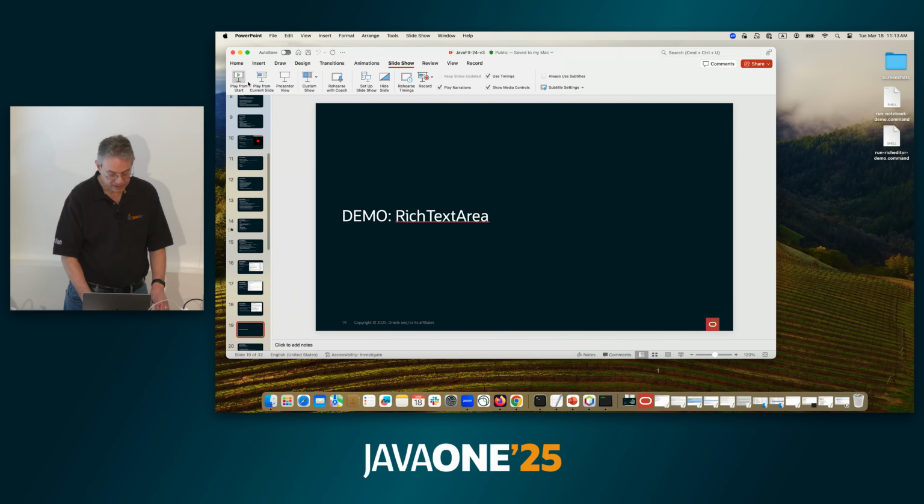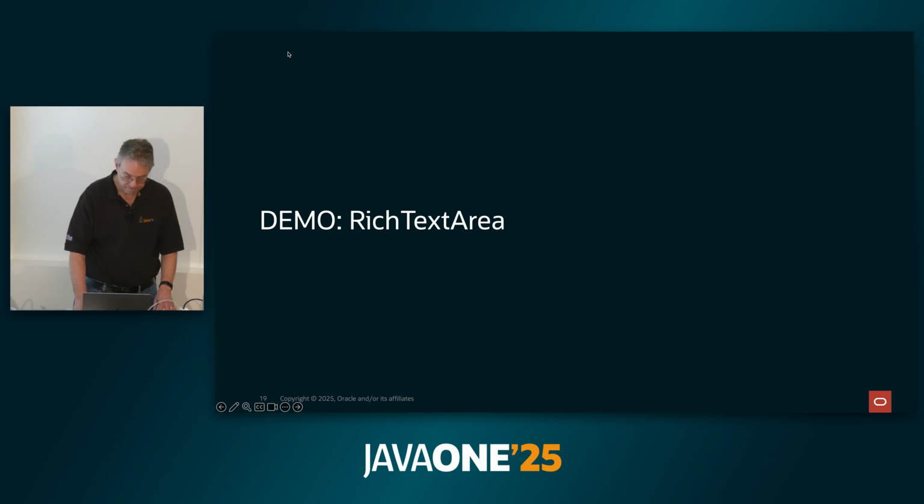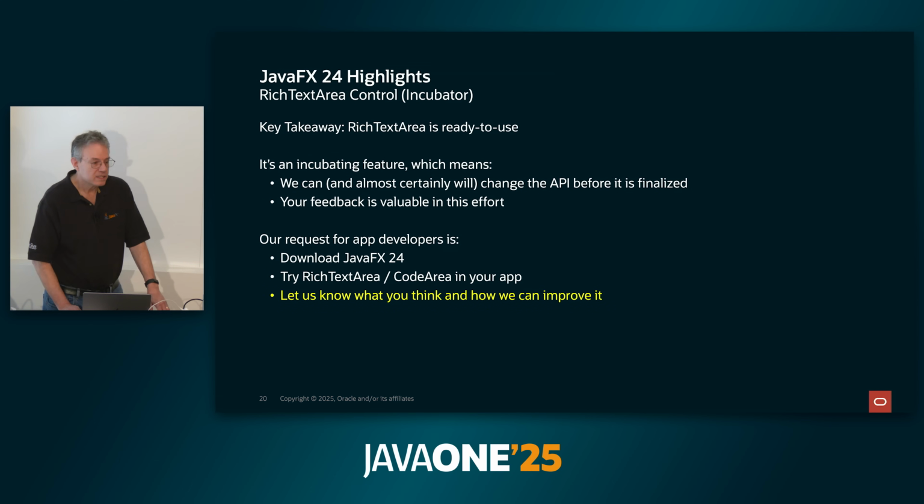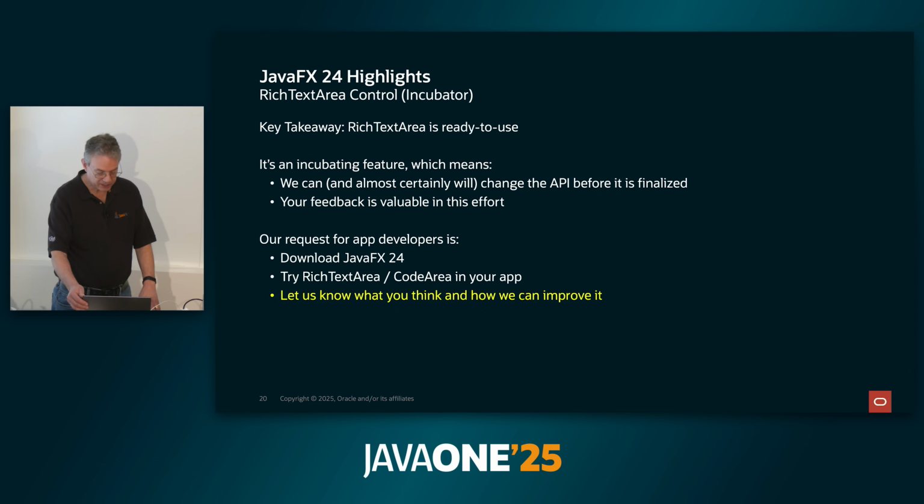So let me go back to the slides. So in conclusion on rich text, the key takeaway is RichTextArea is already there. It's ready to use. It's in JavaFX 24 GA. So if you go download it from jdk.java.net, it has rich text in there. It's in an incubator module, and you'll be able to use it and give us feedback. We really, really want your feedback.